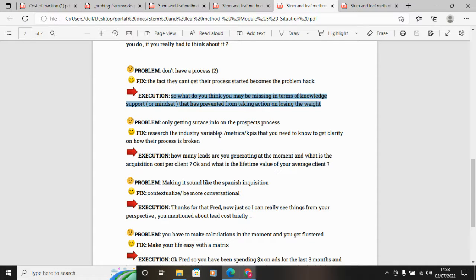Another problem is only getting surface info on the prospect's process. So research the industry variables, metrics, and KPIs that you need to get clarity on how the process is broken. This might be for a lead gen offer. How many leads are you generating at the moment, and what is the acquisition cost per client? And what is the lifetime value of the average client? By having all these, you've got far more detail to go into the weeds with.